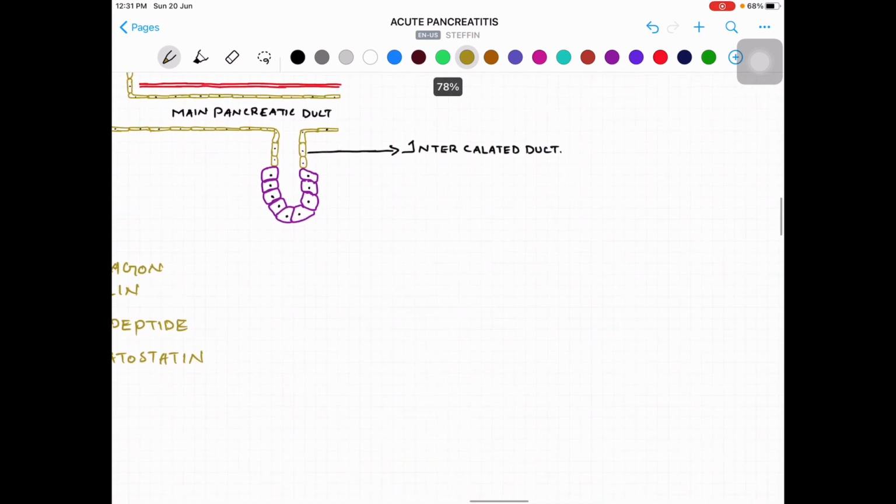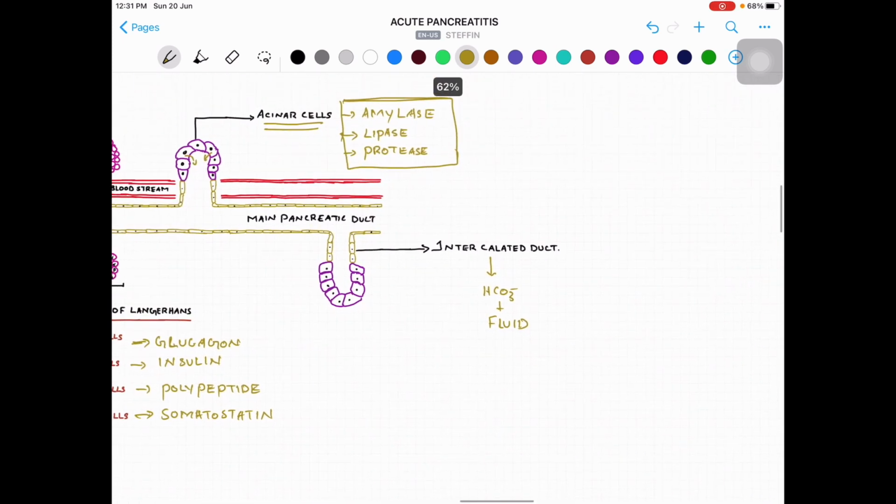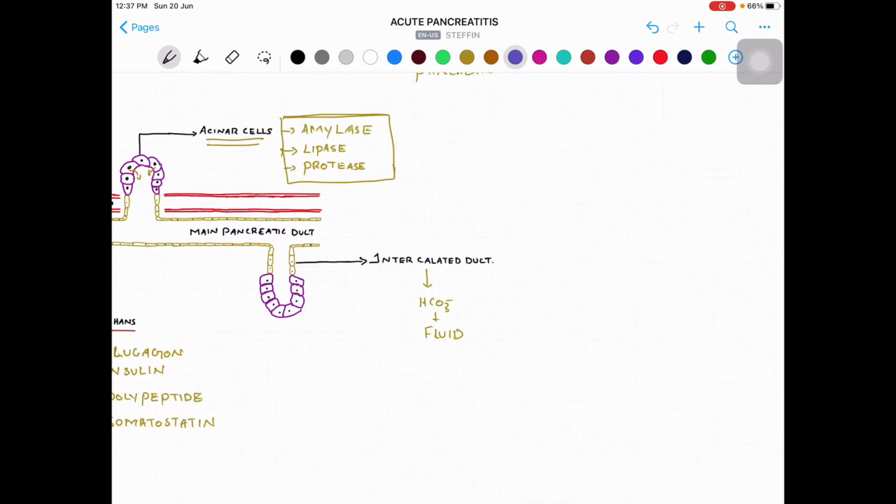Other than that, the intercalated duct also secretes bicarbonate and fluid. This bicarbonate and fluid will make the duodenum alkaline because the digestive enzymes work better in an alkaline environment. Do you know how the acinar cells and intercalated duct are activated? These cells are activated by stimulus from acetylcholine.